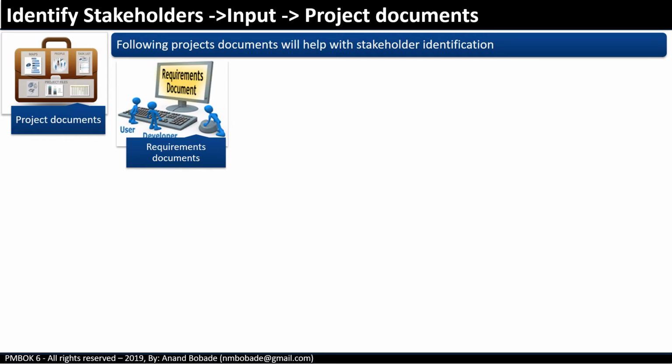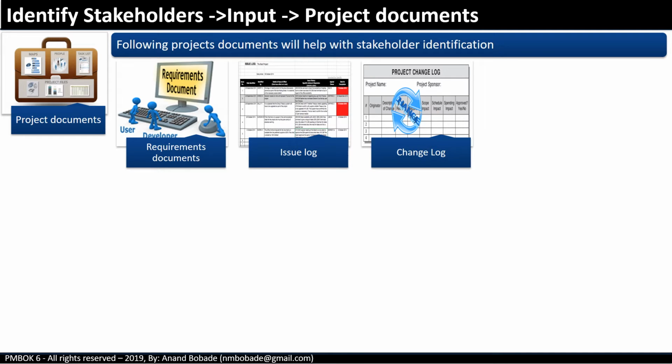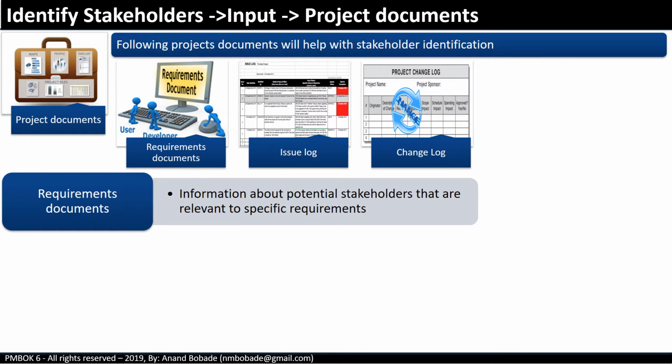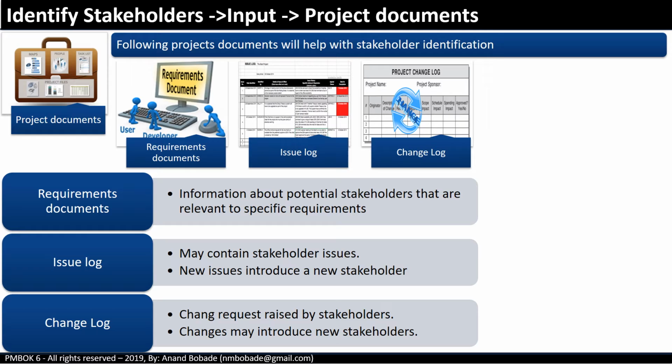Project documents: project documents like requirement documents, issue log, and change log can help to identify stakeholders. Requirement documents may provide information about potential stakeholders that are relevant to specific requirements. The issue log may contain stakeholder issues. New issues may introduce new stakeholders. The change log will list change requests raised by a stakeholder. Changes may introduce new stakeholders as well.